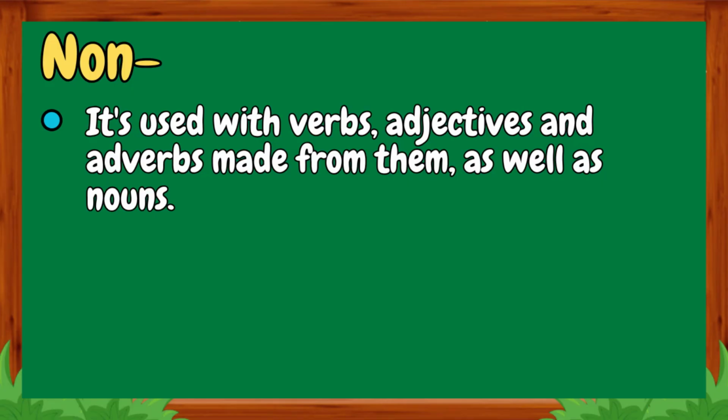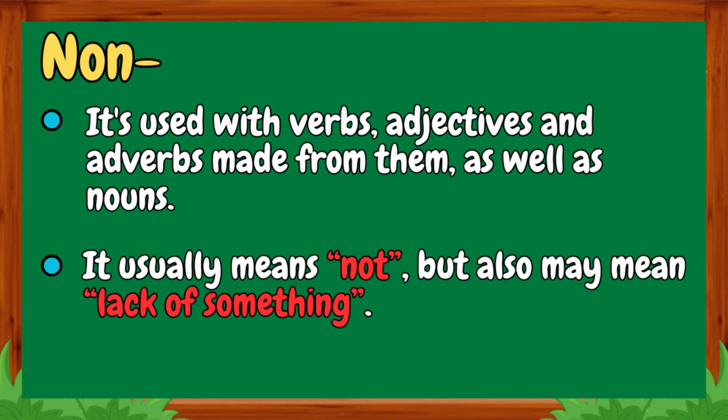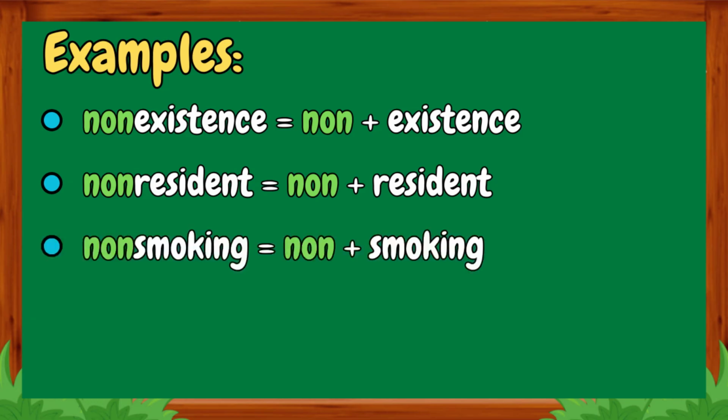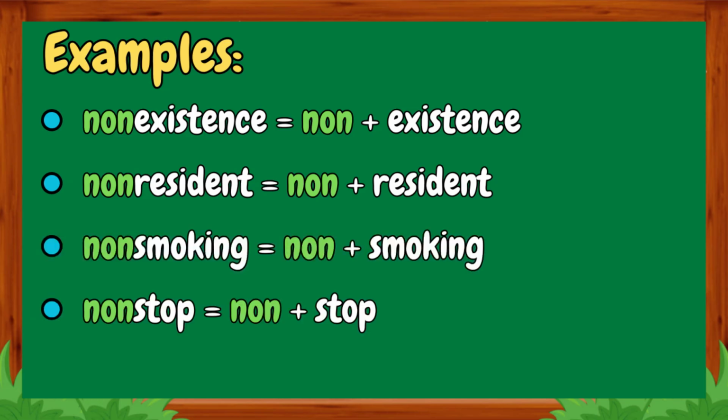Our second to last prefix is "non", and it is used with verbs, adjectives, and adverbs made from them, as well as nouns, and it usually means not, but also may mean lack of something. And let's go look at some examples: non-existence, non-residence, non-smoking, non-stop. Wow, so we've covered 9 prefixes already that we can use instead of the word not. Let's go look at our 10th and final one.